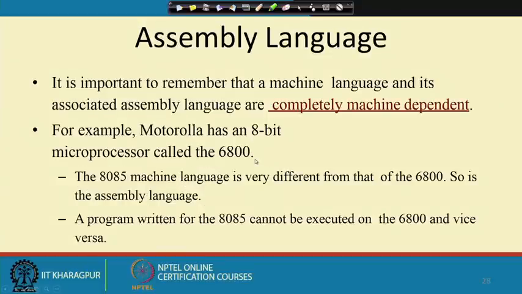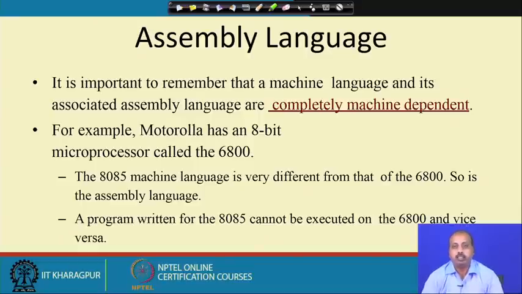It is important to remember that a machine language and its associated assembly language are completely machine dependent. When you talk about a high level language like C, that is machine independent. You can take the same C program to a number of platforms where the underlying processors are different, compile it again there, and get the compiled program executed. But you cannot take the same compiled code from one machine to another unless the environments in both computers are exactly the same, particularly the processor. Otherwise, the machine language of one processor is different from that of another.